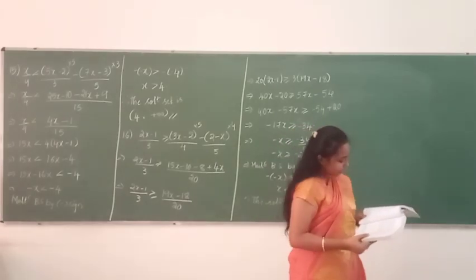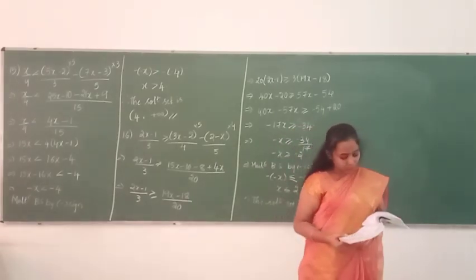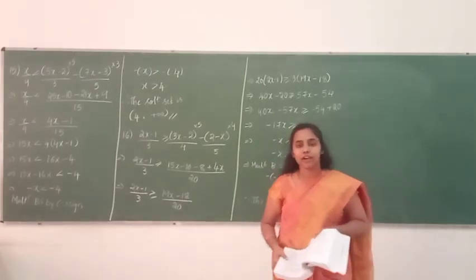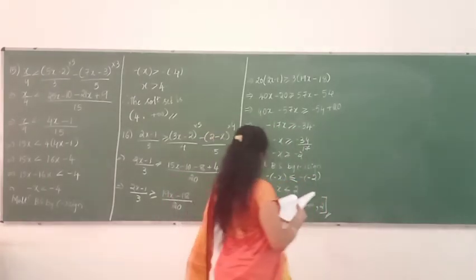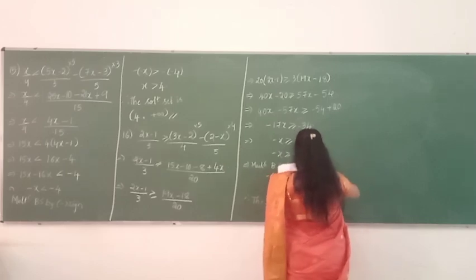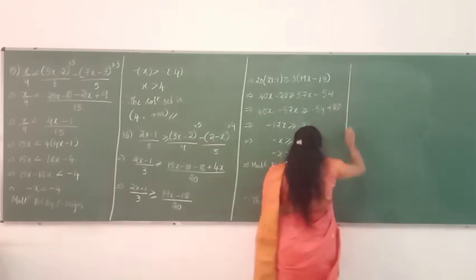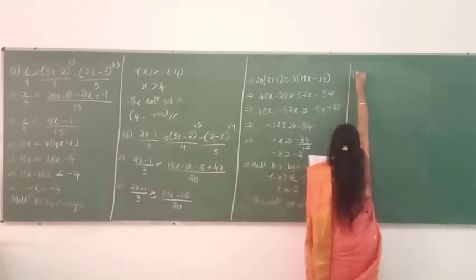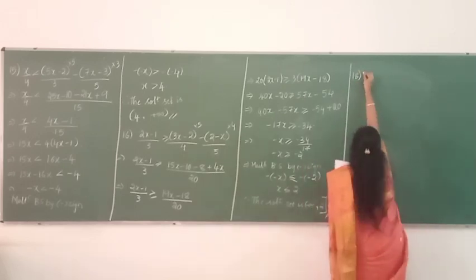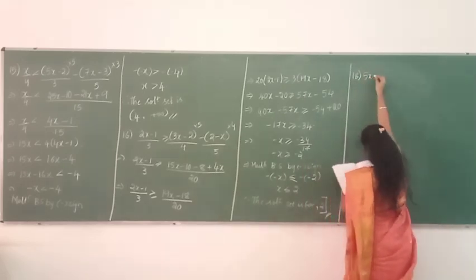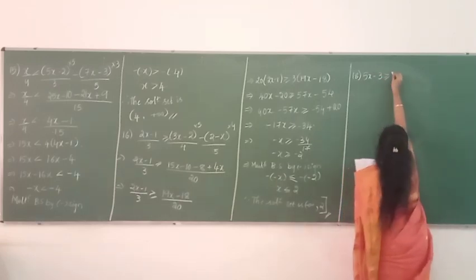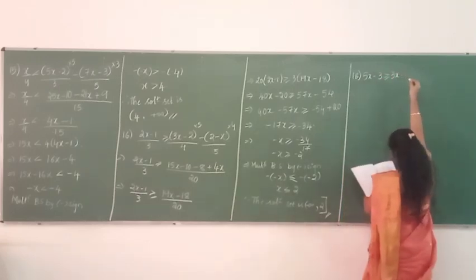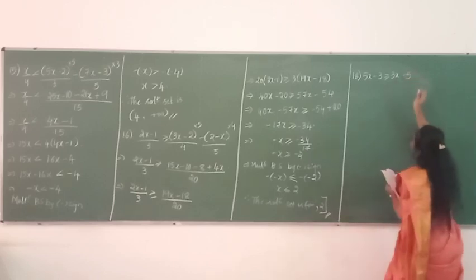So 18th one, there 17, 18, 19 and 20 we need to draw a graph, that is graphical solution of linear inequalities of one variable. So the 18th question is 5x minus 3 is greater than or equal to 3x minus 5.